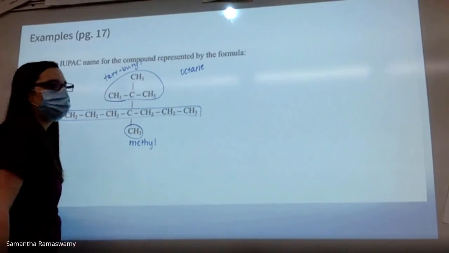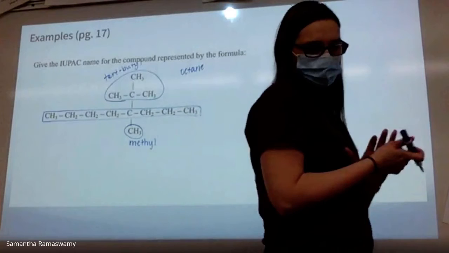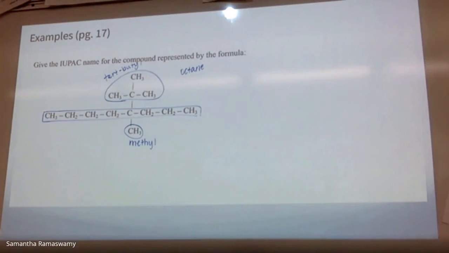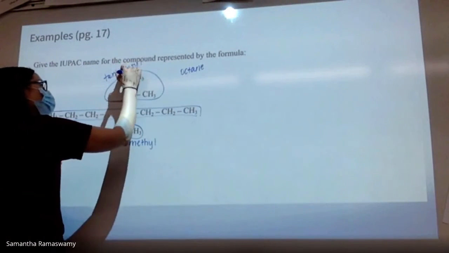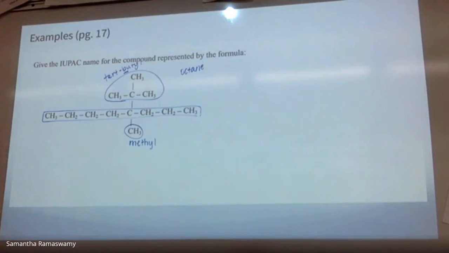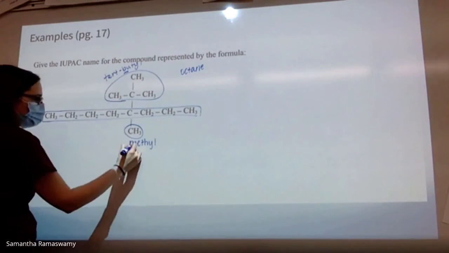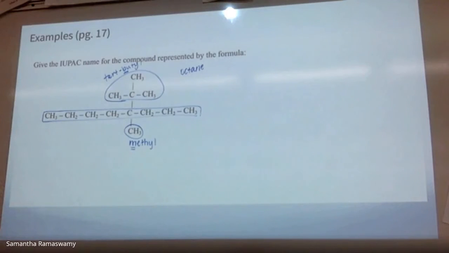Now, when we name, the only prefix that we include in alphabetizing is iso. This tert is considered a prefix. So when we're alphabetizing, we're looking at butyl versus methyl.